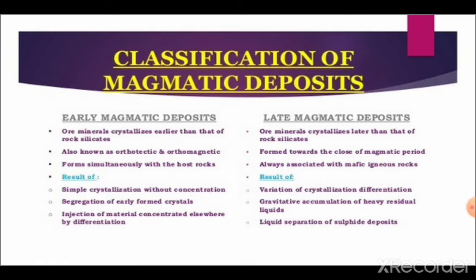So early magmatic deposits are also known as orthotectic or orthomagmatic deposits, because they are formed from the straight magmatic process. The late magmatic deposits are formed towards the close of the magmatic period.